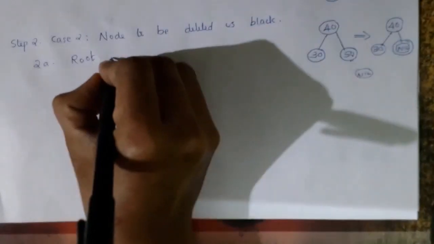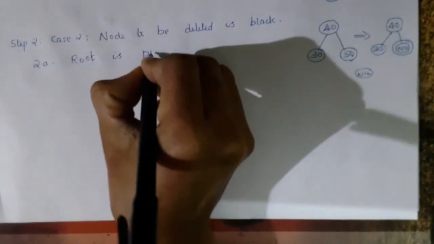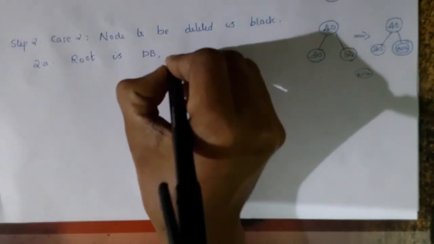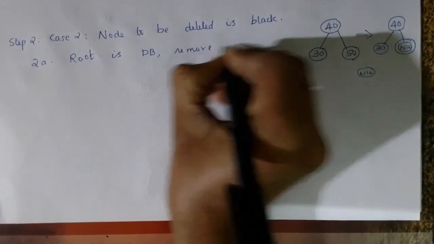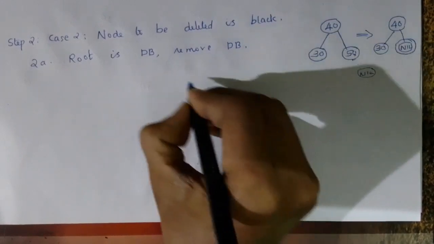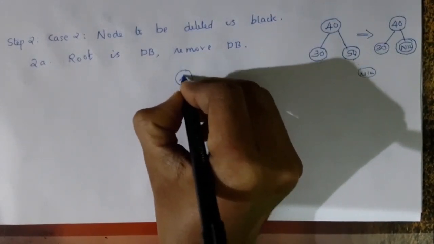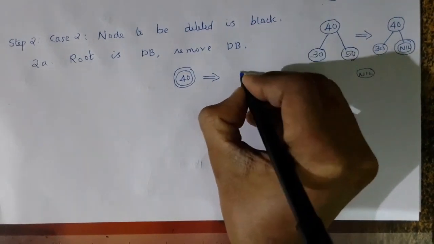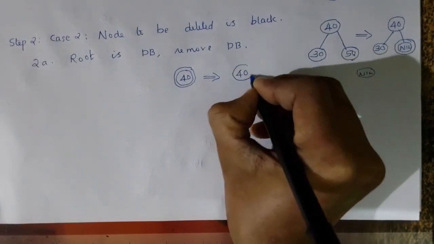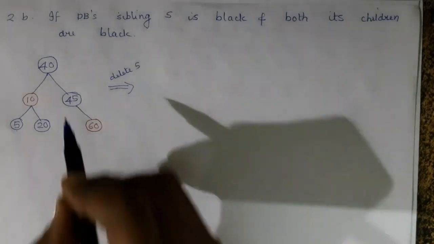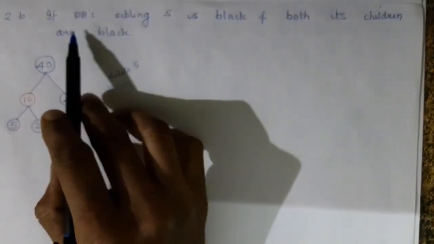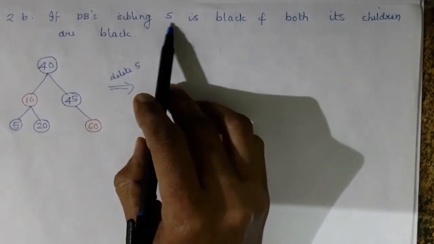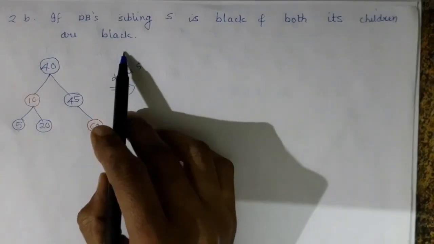So case 2a is root is double black. If root is double black, remove that double black. That means if the root node is double black like this, you can simply delete one black from the root node and it is a single black. Case 2b is if DB's sibling S is black and both its children are black.